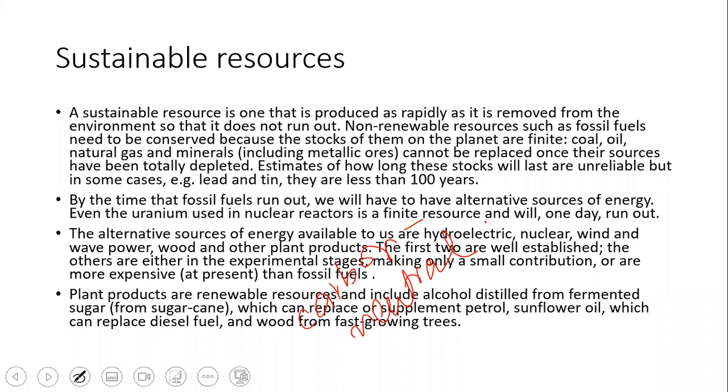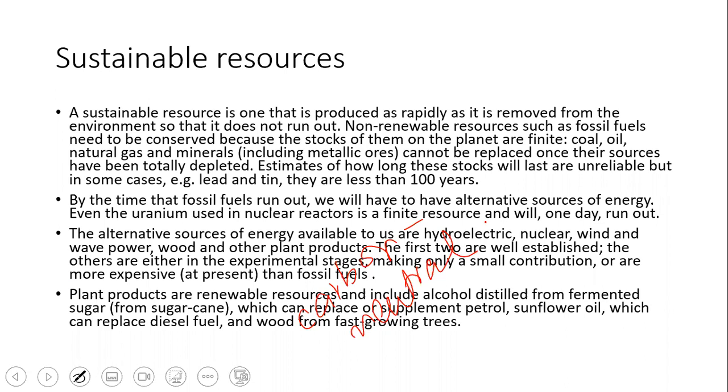So it's carbon neutral. Even though burning bioethanol does produce carbon dioxide, the amount produced is then removed by the plants when we grow them. So the overall effect is nullified, it is carbon neutral. So that is another renewable, sustainable resource.